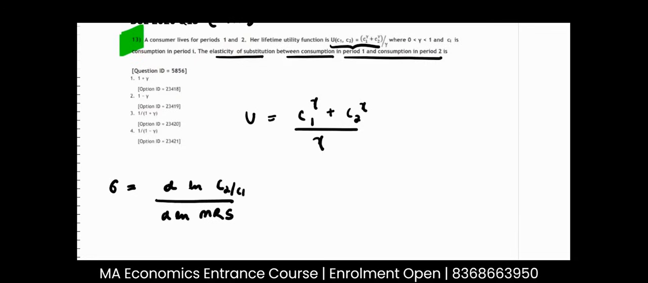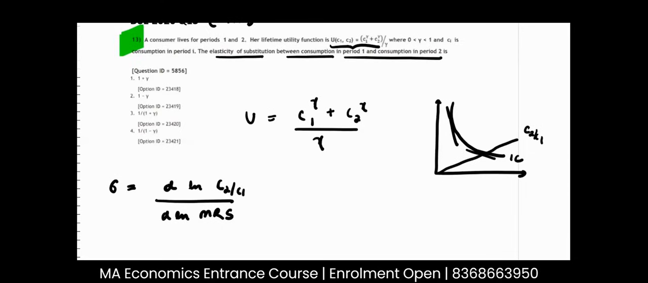So basically what elasticity of substitution tells us is that if I have any indifference curve and I find the slope of this indifference curve, that's MRS. If I pass a ray through the origin, that gives me the ratio between the y-axis and x-axis. So here I'm taking consumption in period 2 and consumption in period 1. I'm passing a ray through the origin here also.